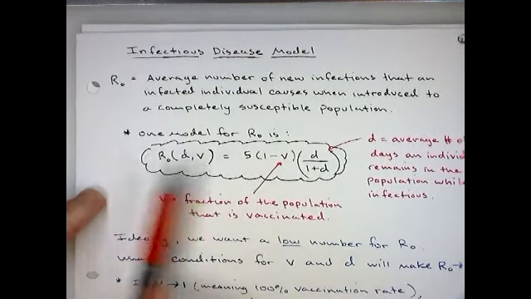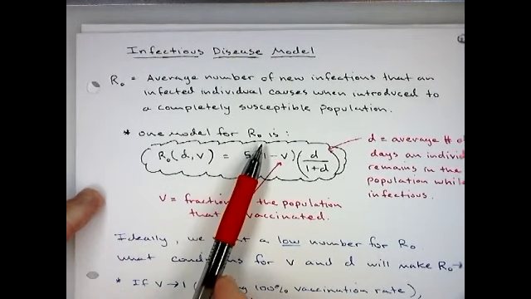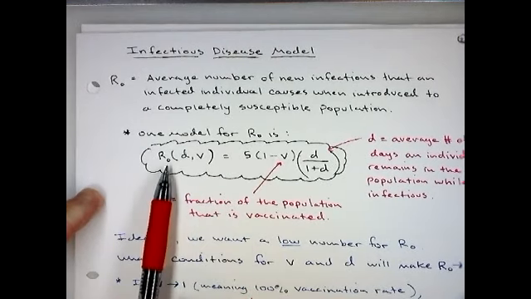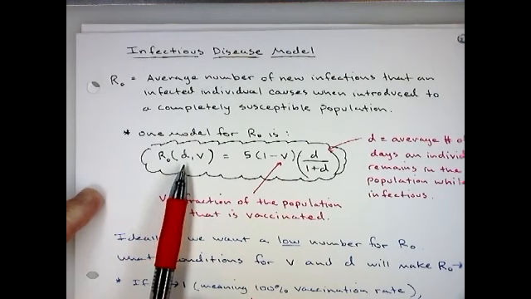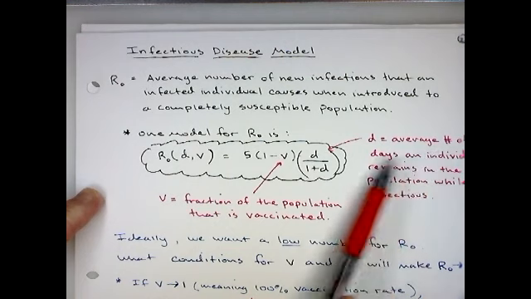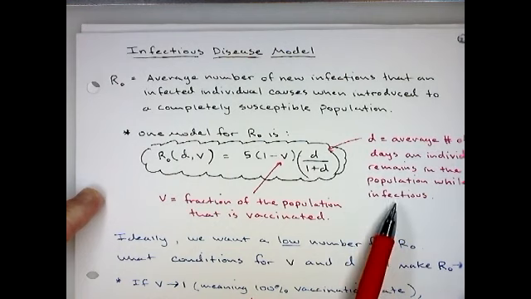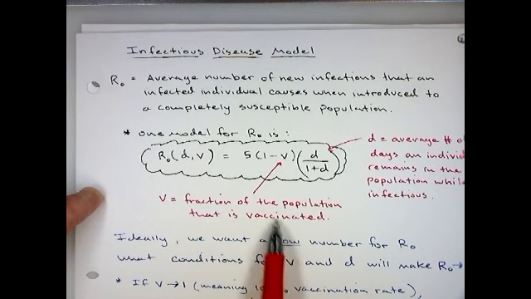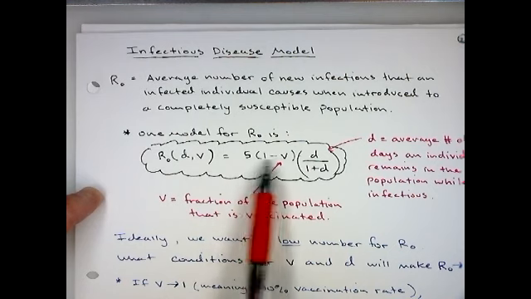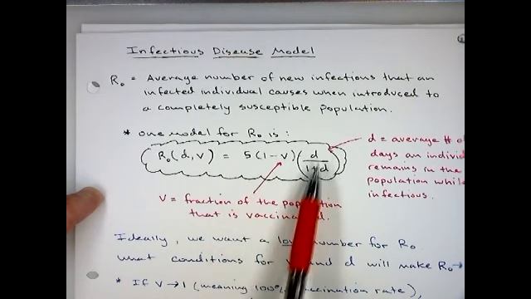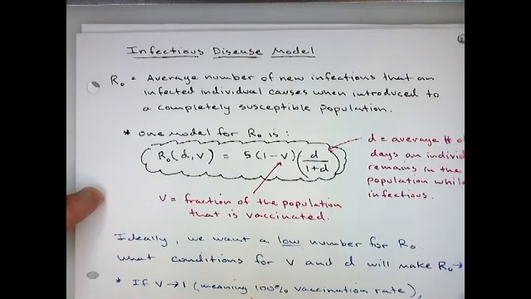Anyhow, so one model for R naught is given by this. It's a function of 2 variables: the average number of days an infected individual remains in the population while infectious, and the vaccination rate of the population. So this model, 5 times (1 minus v) times d over (1 plus d), is a particular model that the book uses.